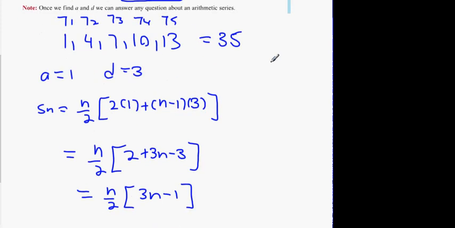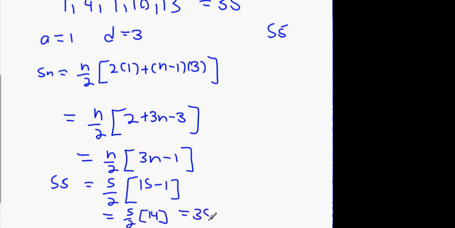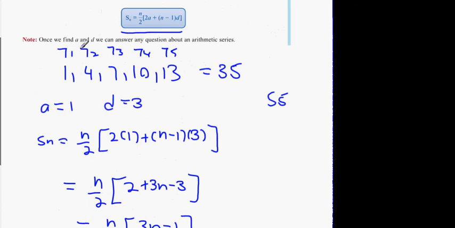So if I wanted to find out what S5 is, I replace n with 5. So I'm going to get 5 over 2 multiplied by 15 minus 1. And then I'm going to get 5 over 2 times 14. And I put that into the calculator, I get 35, which is the expected answer as it's the sum of the first 5.